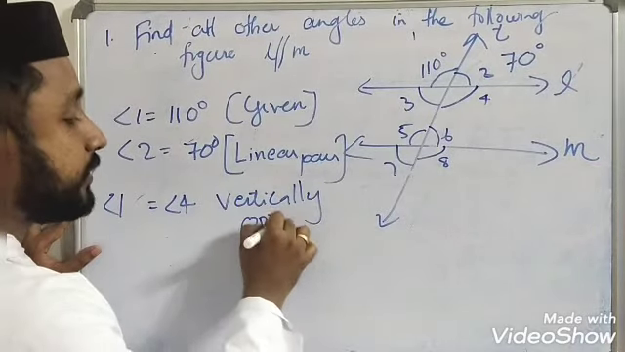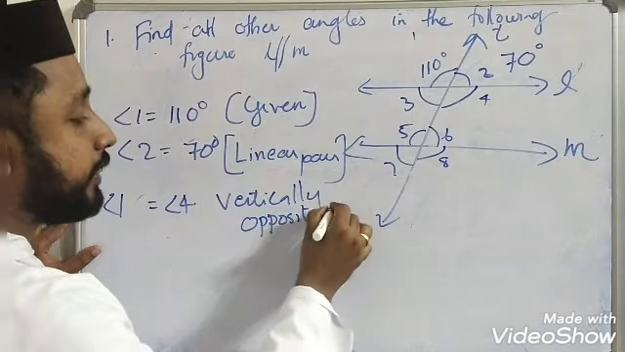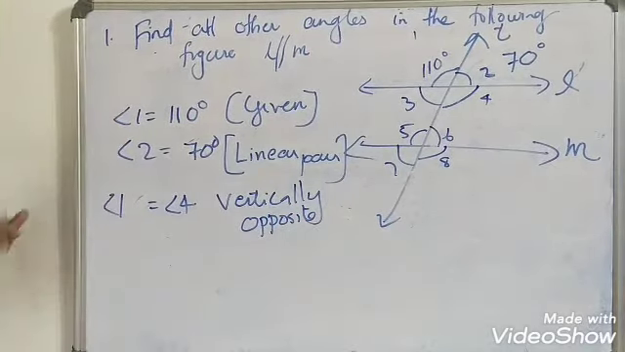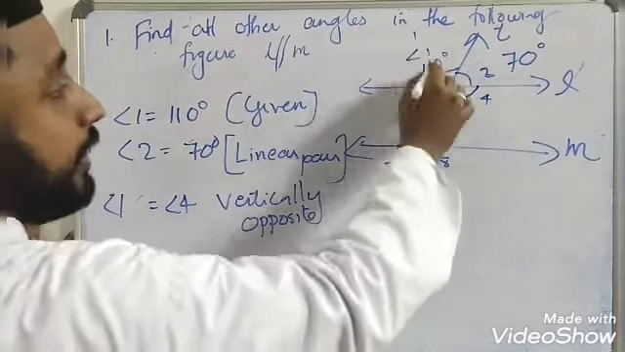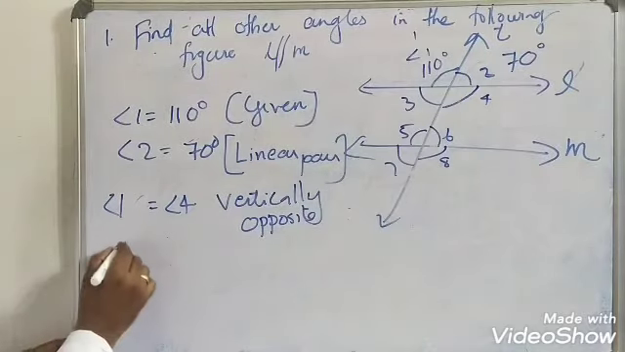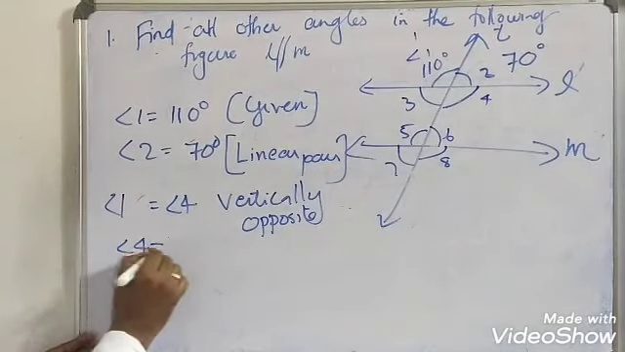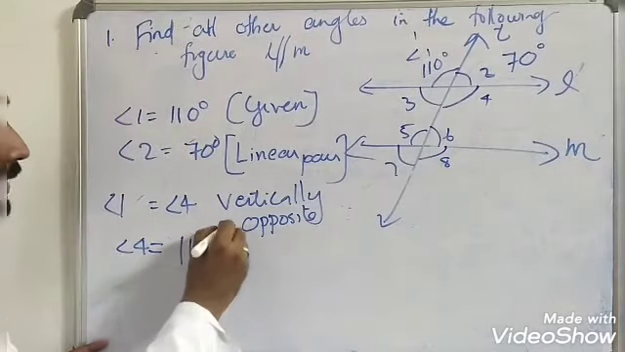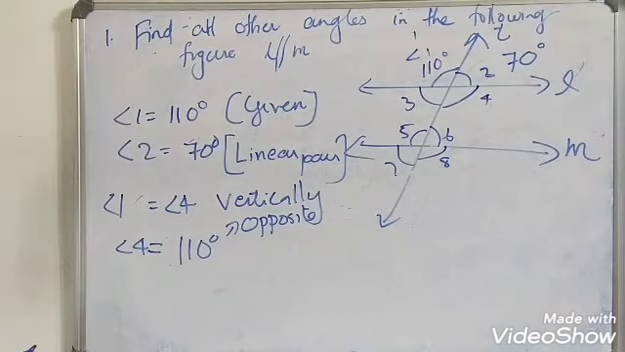We know vertically opposite angles are equal. So angle 1 is equal to angle 4. Angle 1 is 110 degrees. Therefore angle 4 is equal to 110 degrees. This is the reason: vertically opposite angles.